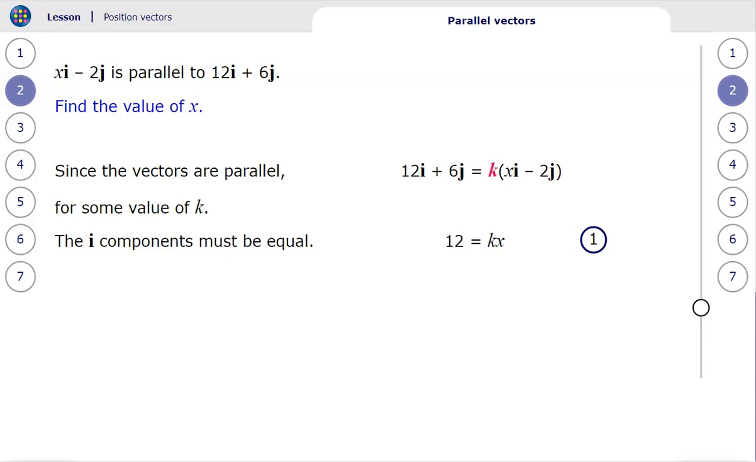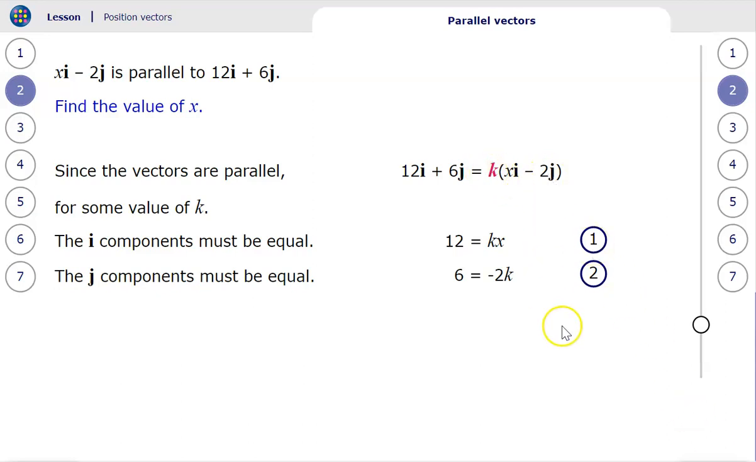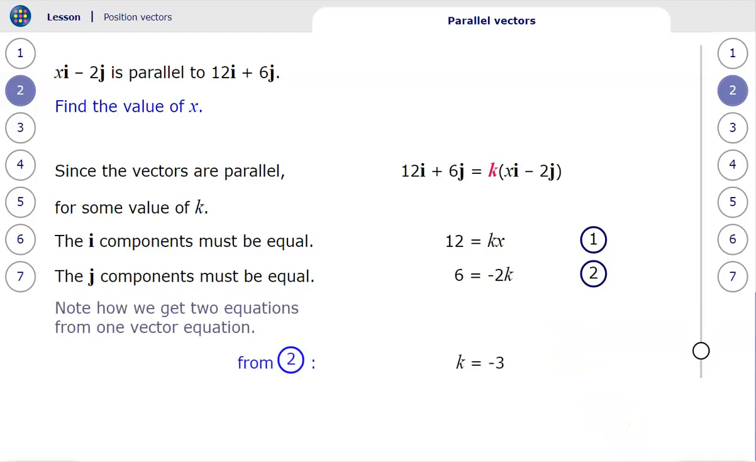So 12 is equal to kx. We know that the j components must be equal, so 6 equals 2 times k, which is -2k. And so we can figure out that k must equal -3. Once we substitute that back into equation 1, we get that x is equal to -4.